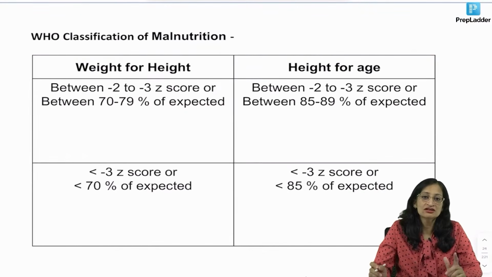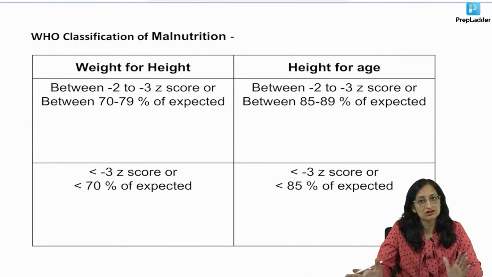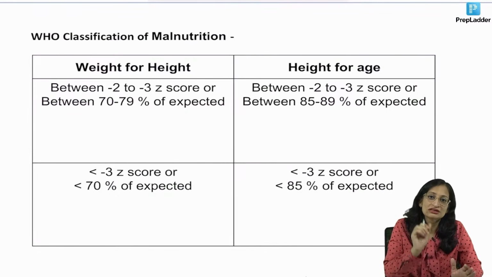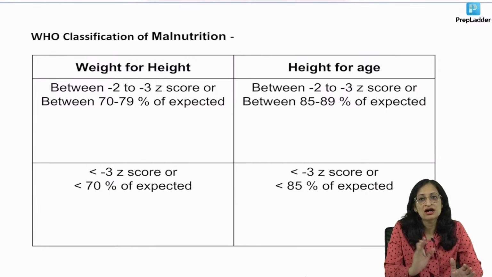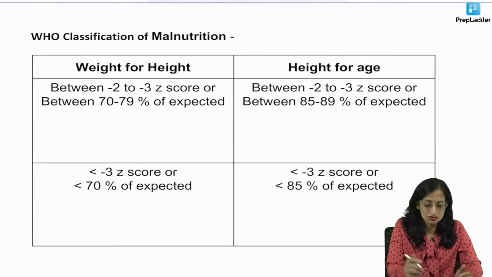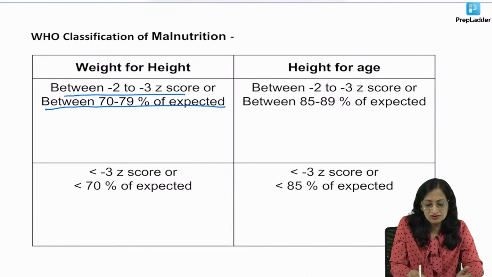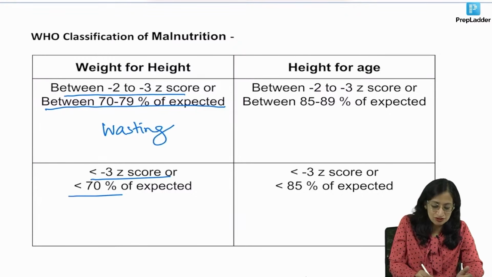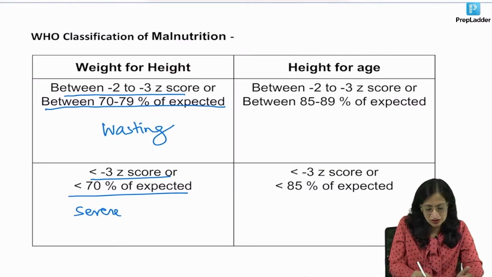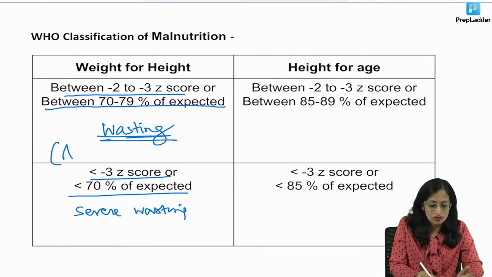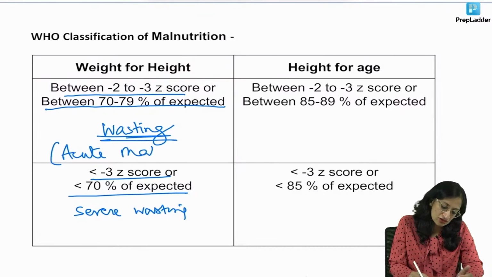Okay. Now, there is another WHO classification of malnutrition related to which you can get questions. In WHO classification, we look at weight for height and height for age and whether edema is there or not. So, weight for height, if it is between -2 to -3 z-score or between 70 to 79% of expected, it is called wasting. If it is less than -3 z-score or less than 70% of expected, what is it called? Severe wasting. Okay. And remember, wasting is the best indicator of acute malnutrition. It indicates acute or short-term malnutrition.